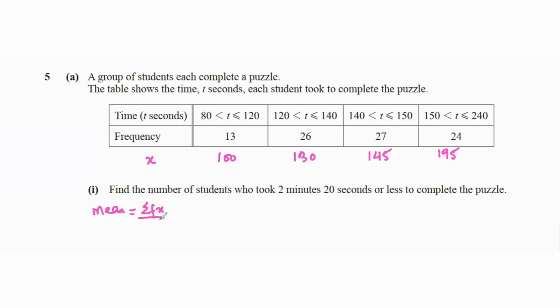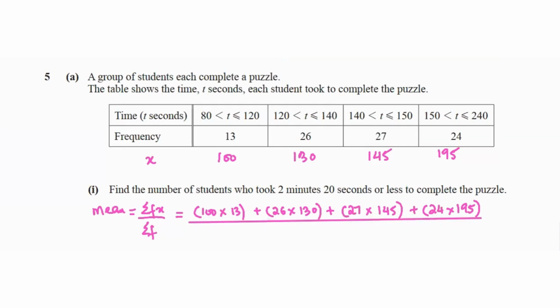So next we're going to say that the mean is sigma fx over sigma f. Sigma means sum. So sum of the product of f and x value divided by the total frequency. So that's going to be 100 times 13 plus 26 times 130 plus 27 times 145 plus 24 times 195. And this entire thing is going to be divided by the total frequency, which is 13 plus 26 plus 27 plus 24.